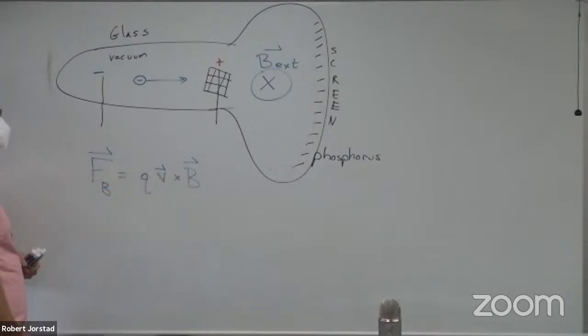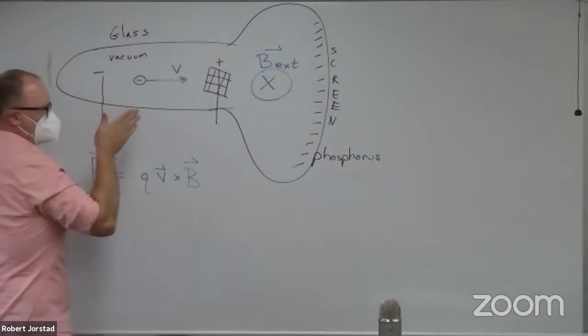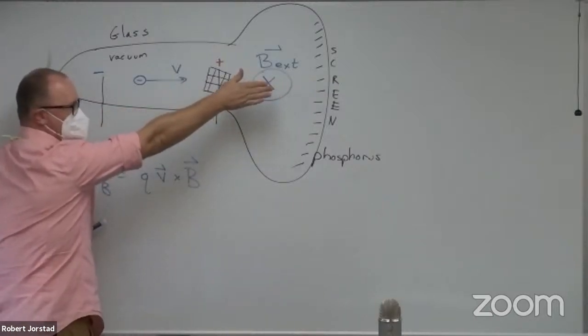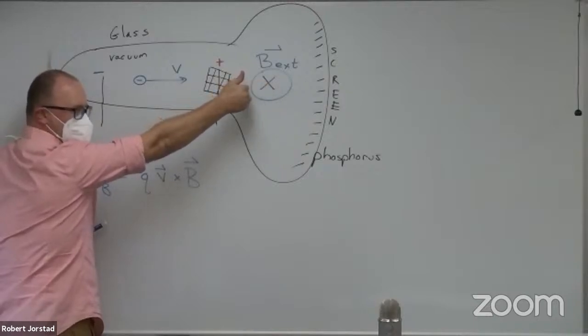Now in this case, this is the velocity direction. Do you agree? I'm going to point my fingers in the direction of that velocity. I curl my fingers to B. Which way is my thumb pointing?